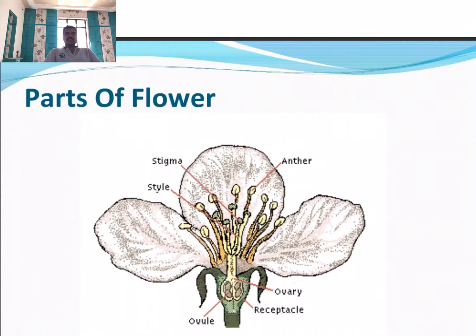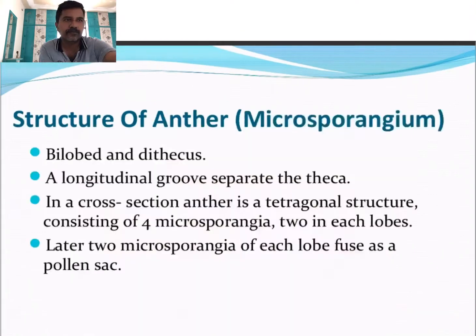First we look at the androecium. Various plants have various numbers of anthers, and anthers are of different types, some dithecous and some monothecous. Generally an anther is bilobed and dithecous, but between the two lobes a longitudinal septum is formed.